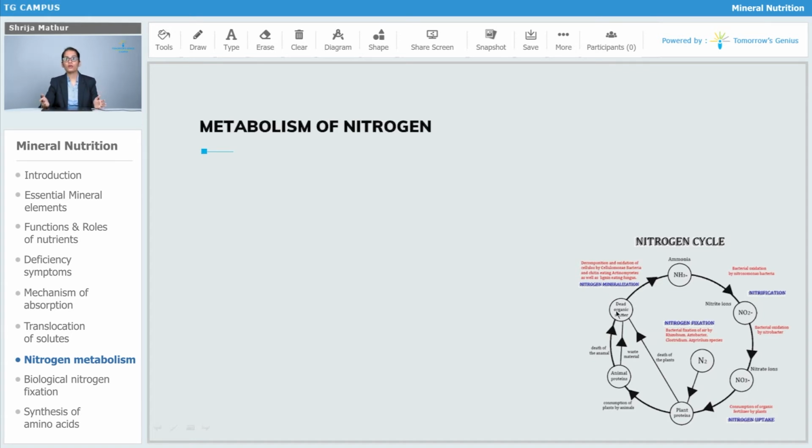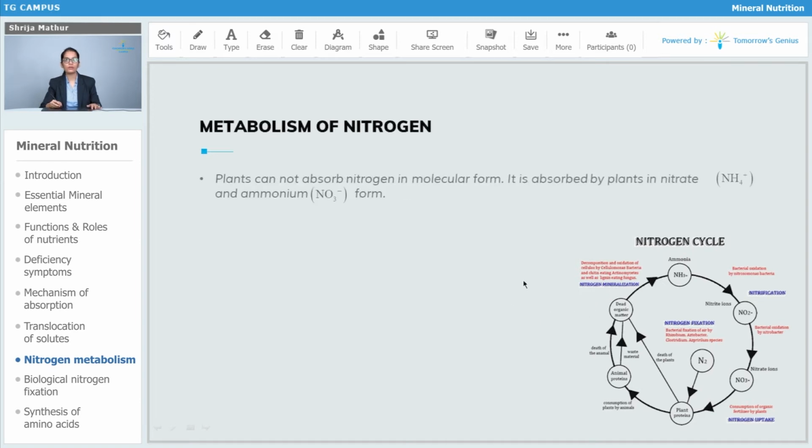Nitrogen is present in the atmosphere in such a huge amount, so there has to be a mechanism so that the atmospheric nitrogen can be consumed by the plants. So how is this metabolism taking place? Let's have a look. Plants cannot absorb nitrogen in the molecular form. It can be absorbed by the plants in the nitrate form or in the ammonium form.